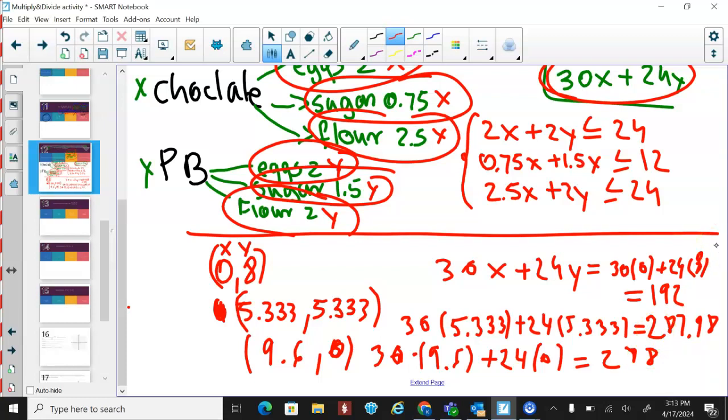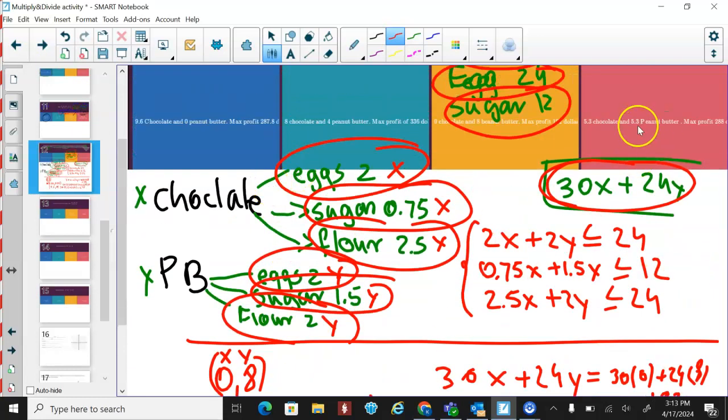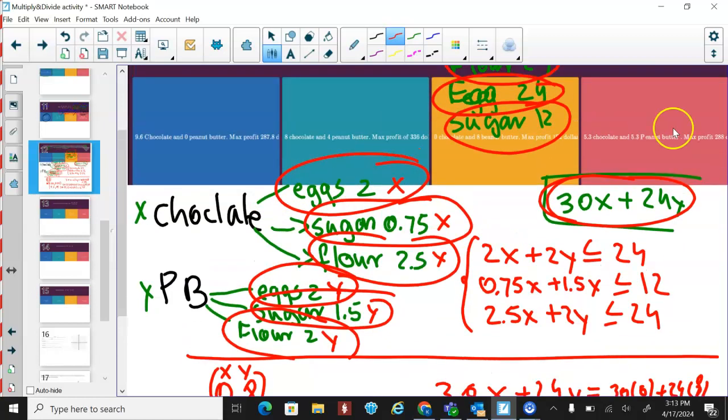I would say both of the answers are correct for this one, but I did pick 5.33 as the correct answer. Okay, that's the answer I picked. But either 9.6 and 0, or 5.33, are correct. That means 9.6 chocolate protein bars and 0 peanut butter, or another option is 5.3 of each. That will give them a maximum profit. Okay?